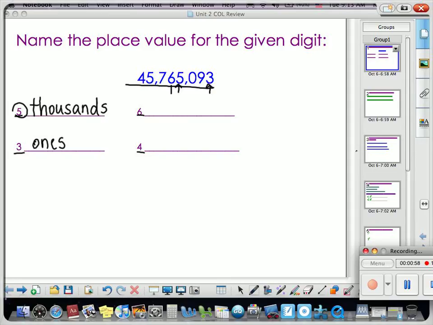The 6 is right here, and that is in the 10 thousands. And then finally the 4 comes right after the 5, which is in the millions, so the 4 would be the 10 millions. And that's all I would really require for this section, is just to simply write the place value for the given digit.